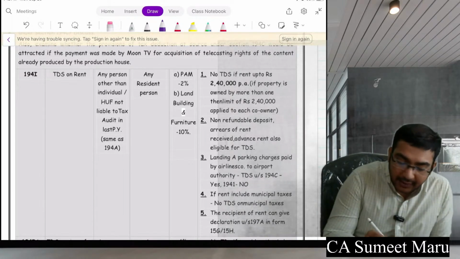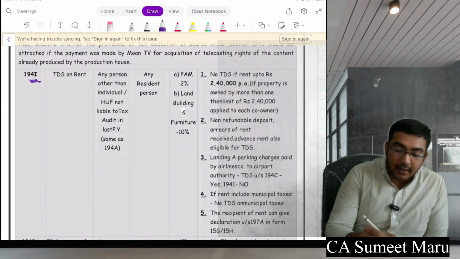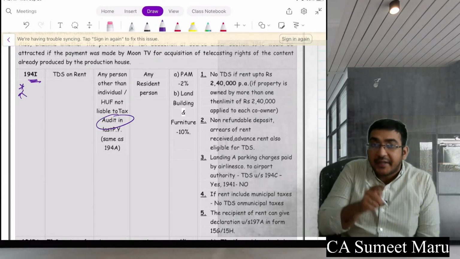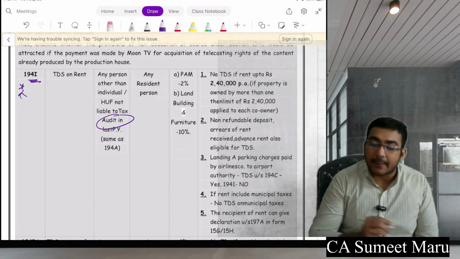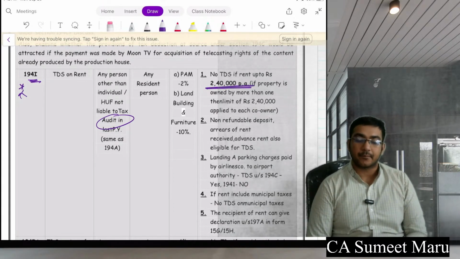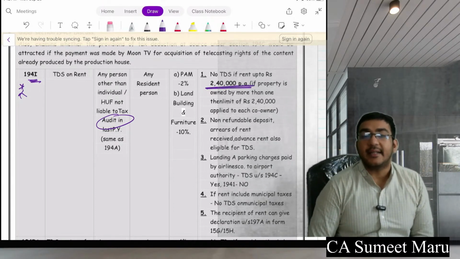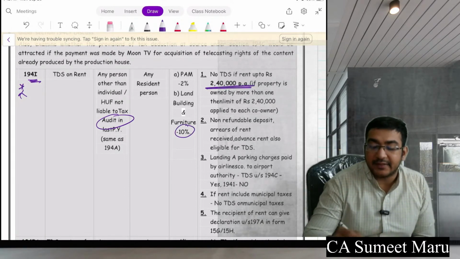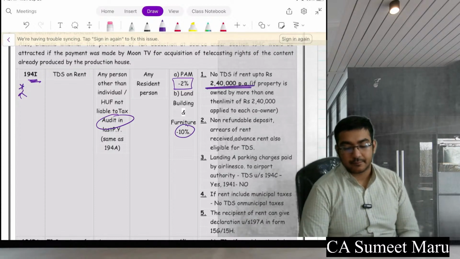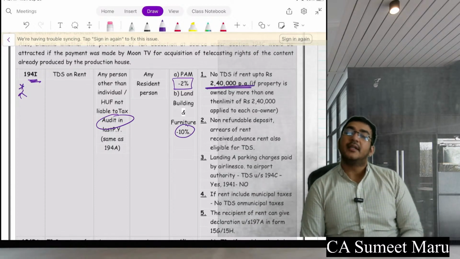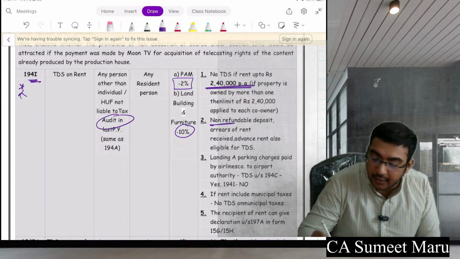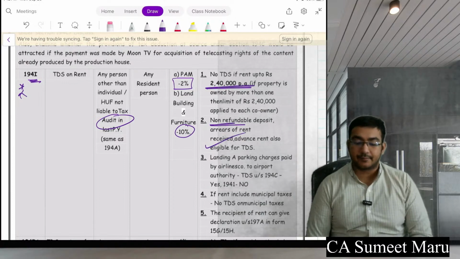Next, 194I, another very important section. If a person to whom audit is applicable, only they will deduct the TDS. If the rent is above 2,40,000 in the complete financial year, okay, if the rent is for land and building, the rate is 10%. If it is plant and machinery, the TDS rate is 2%. If deposit is there, no TDS on deposit, but if deposit is non-refundable, TDS would be applicable on that as well.